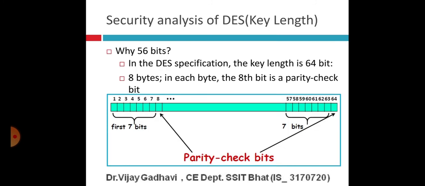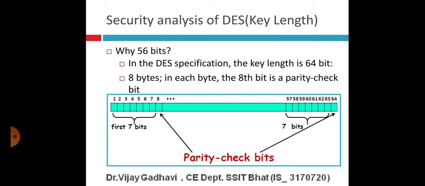Security analysis of DES, key length: why are we using 56 bits here? In the DES specification, the key length is 64 bits, 8 bits in each byte. The 8th bit is the parity check bit. Here you can see an example in the figure also. The first 7 bits are considered as bits 1 to 7, and the next 7 bits are 9 to 15, and so on up to 64.